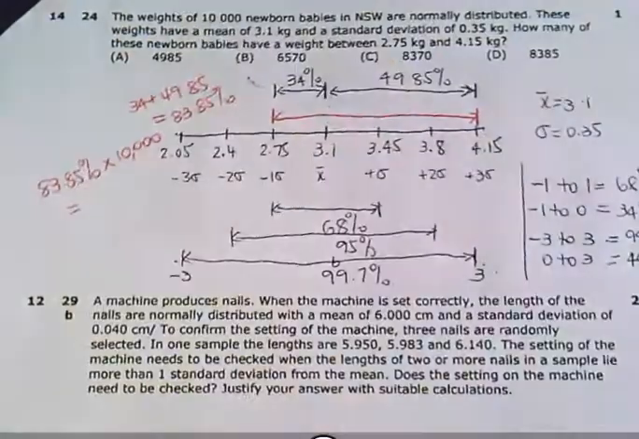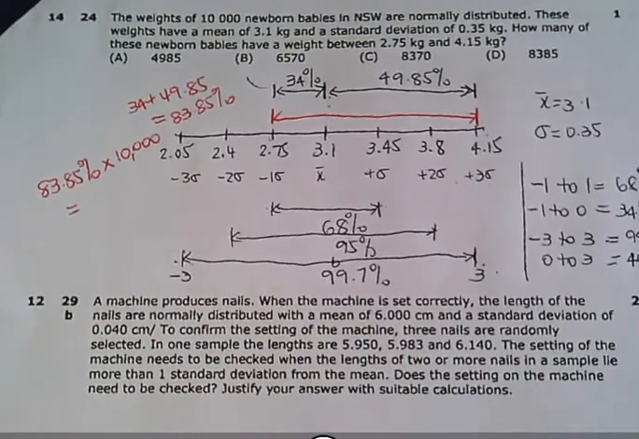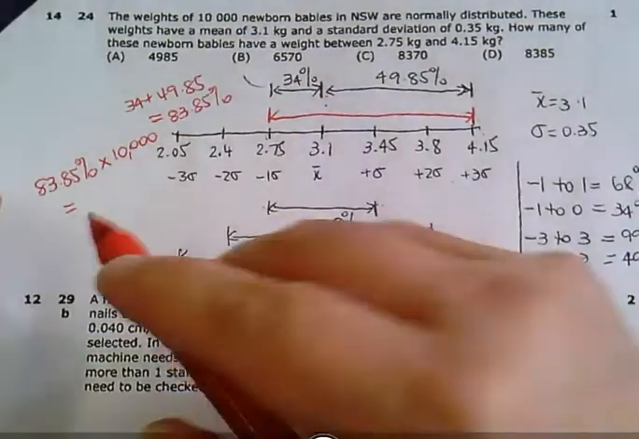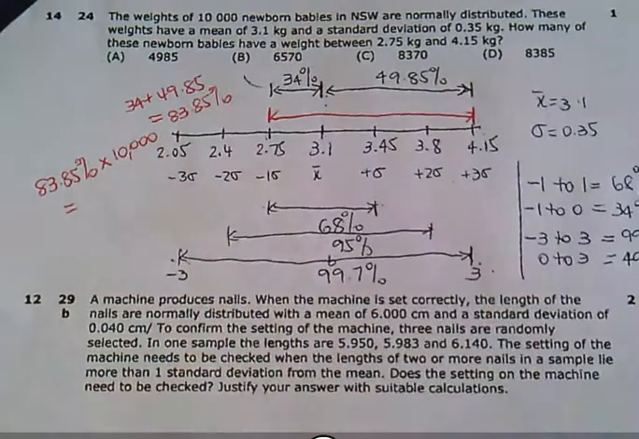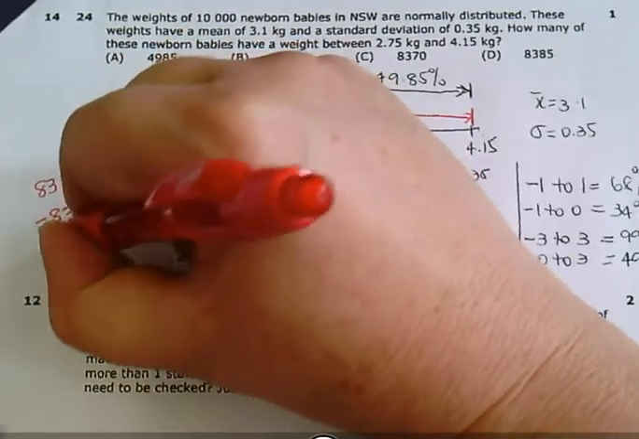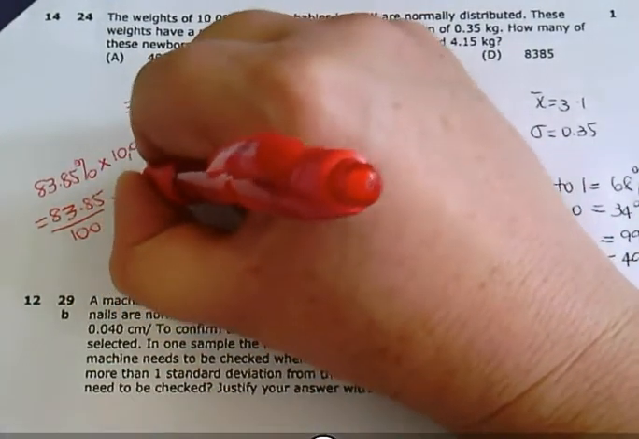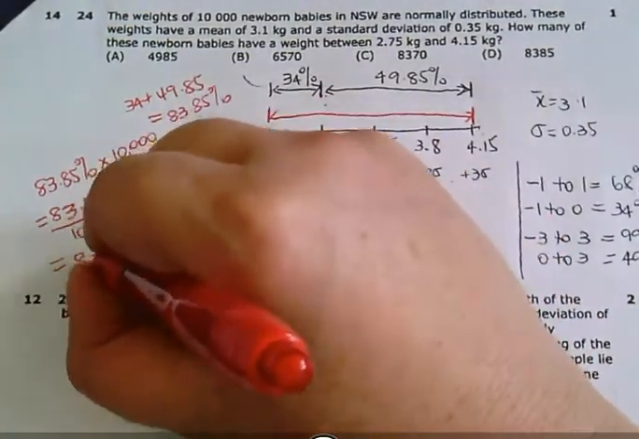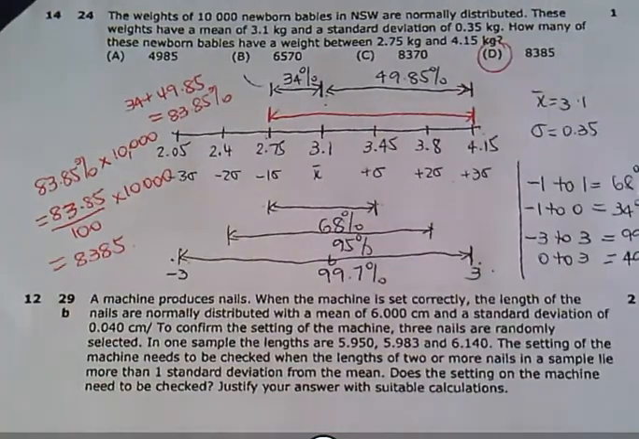See, girls, what the numbers 68, 95, and 99.7 are, they're percentages. Percentages of the entire population. So they've told you your population is 10,000. So you do 83.85% of 10,000. Do you get it? 83.85% out of 100%? Yes. To do 83.85% on your calculator, it's 83.85 over 100 times 10,000. 8,385. It'll be 8385, which is answer D.